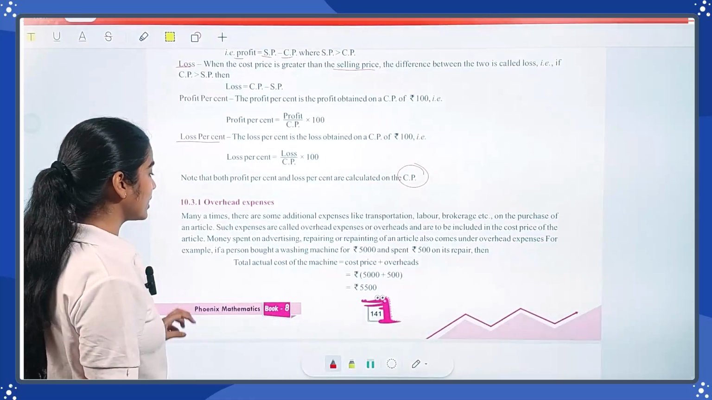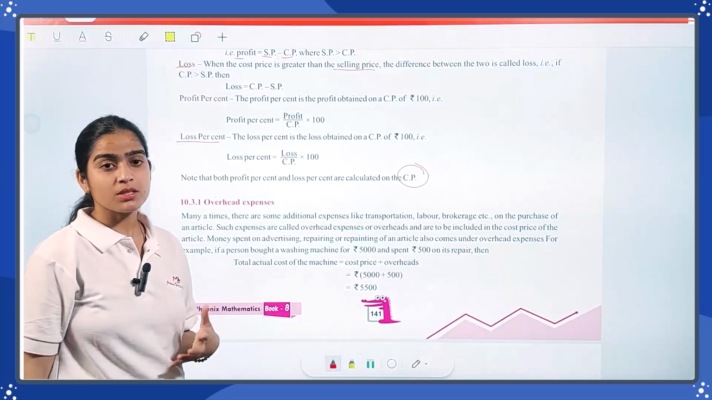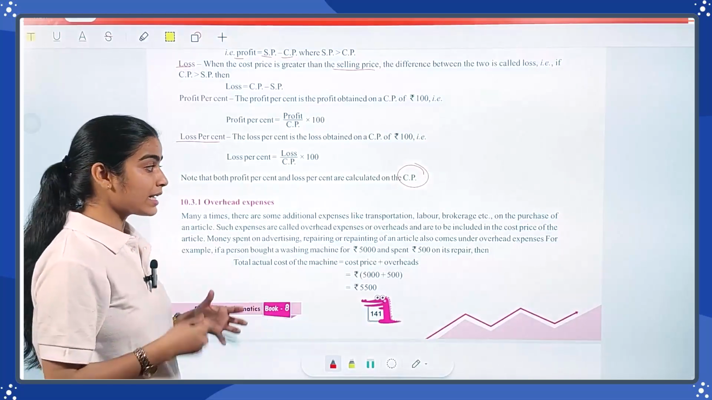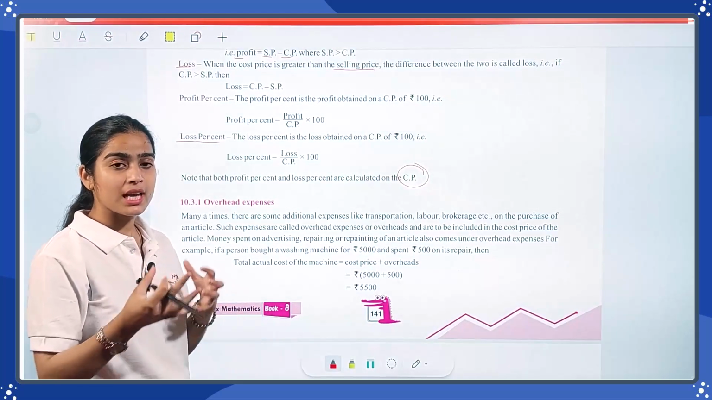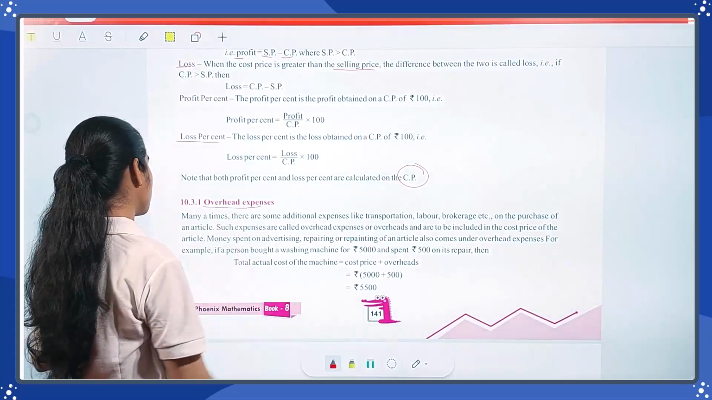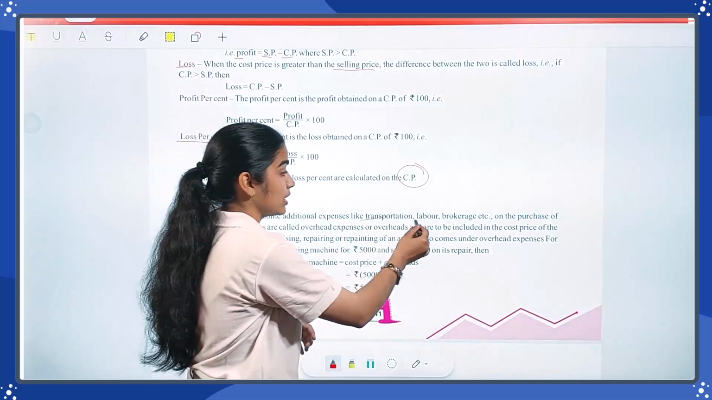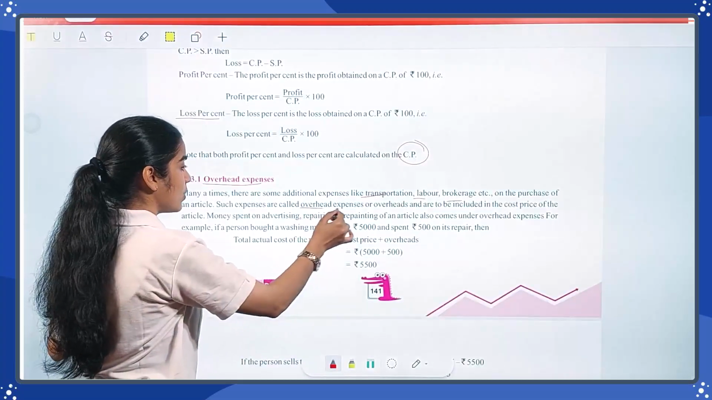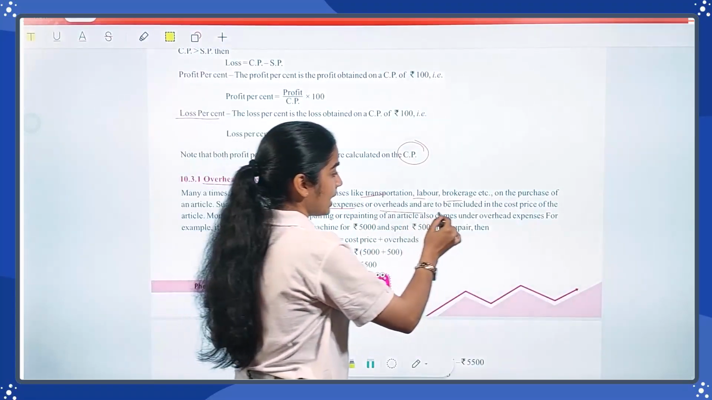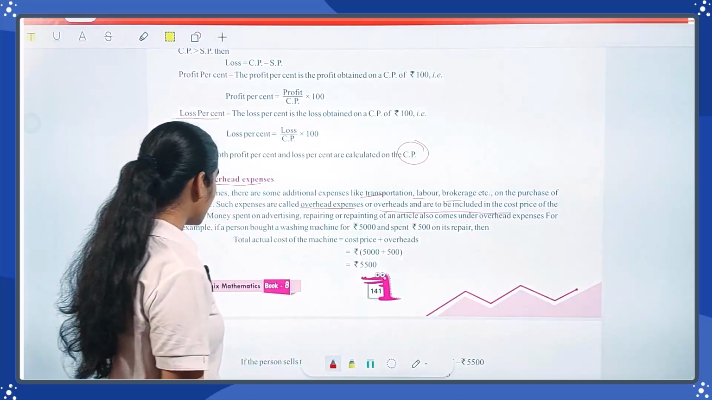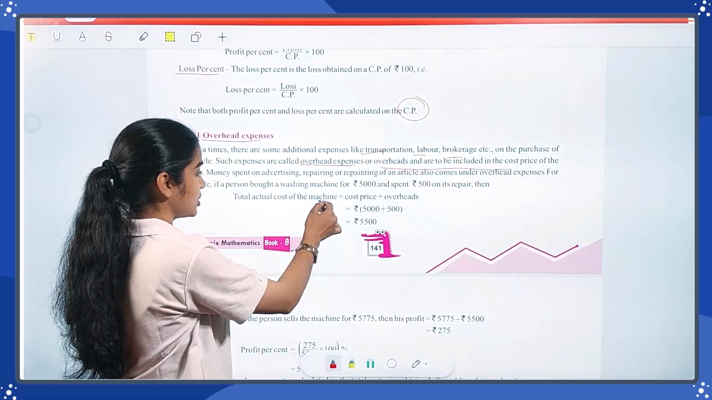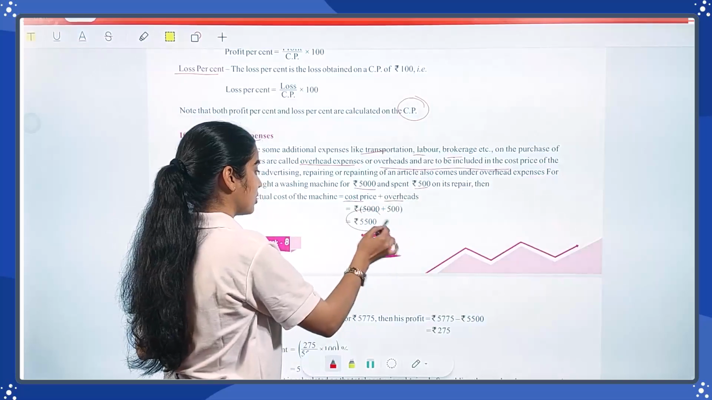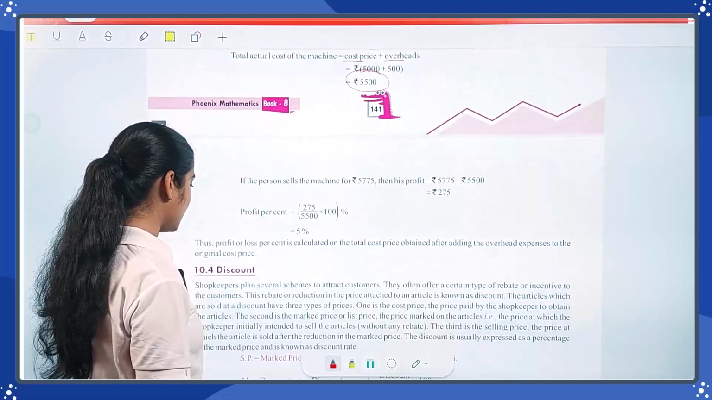Now overhead expenses. Many times there are some additional expenses we have to put in on our items, our articles. That extra amount which we have to pay while purchasing anything is referred to as overhead expenses. Additional expenses like transportation, labor, brokerage, etc. on the purchase of an article are called overhead expenses or overheads, and are to be included in the cost price of the article. So the total actual cost of the machine is cost price plus overheads. So cost price is 5,000, overhead is 500. So the amount will be 5,500.